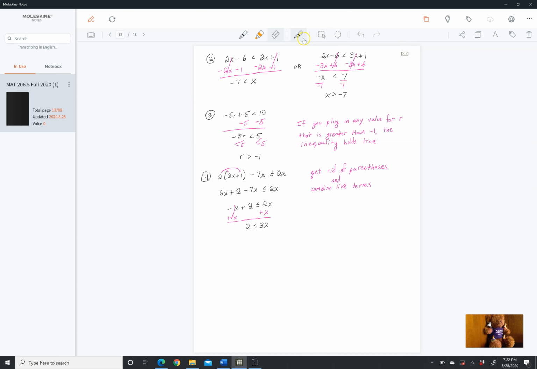And we divide both sides by 3. And here we're dividing both sides by 3, but 3 is a positive number. So our inequality doesn't switch. So we just get that 2/3 is less than or equal to x. And that's our answer there. Okay. There's one other type of inequality, and it doesn't actually make anything more difficult. It's called a compound inequality.